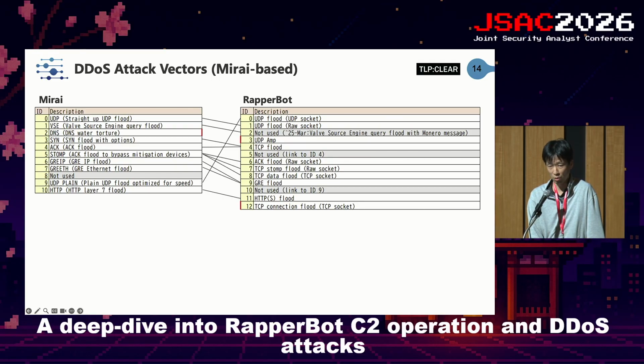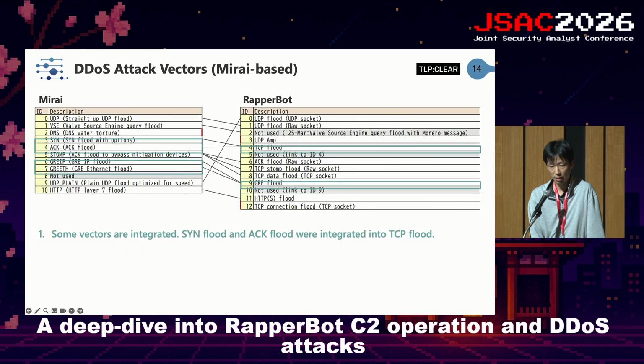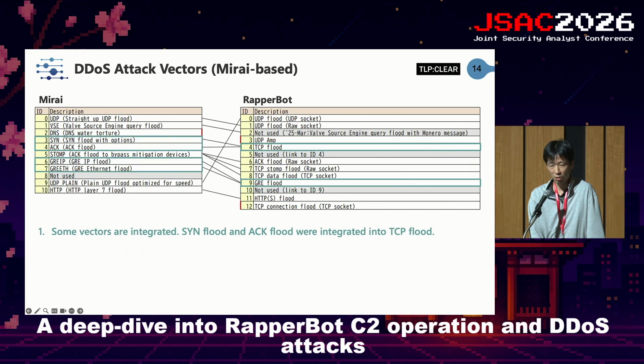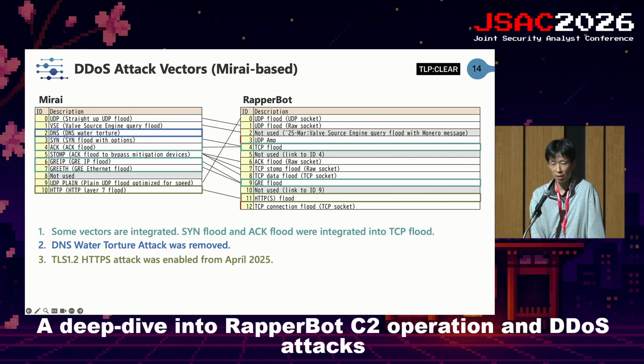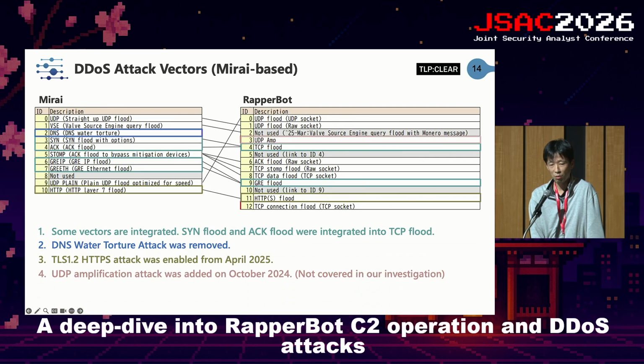RapperBot is Mirai-based, therefore it is compared with the Mirai attack vectors on the left. Some vectors, as you can see, have been integrated. SYN flood and ACK flood can be set with options, therefore they are integrated as a TCP flood. DNS water torture attack is removed. HTTP attack is equivalent to TLS. UDP AMP attack is added, but unfortunately, the spoofed packet is not sent under C2 monitoring.